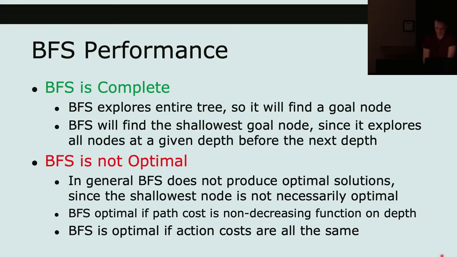All right. But that means that BFS is not optimal. Okay? So in general, BFS does not produce optimal solutions since the shallowest node, meaning the fewest actions, is not necessarily optimal. BFS is optimal only if path cost is a non-decreasing function on depth. So you can think about that for a little bit and what that means. But the easier way to think about it is that if all action costs are the same, then BFS is optimal. But in general, it is not optimal.